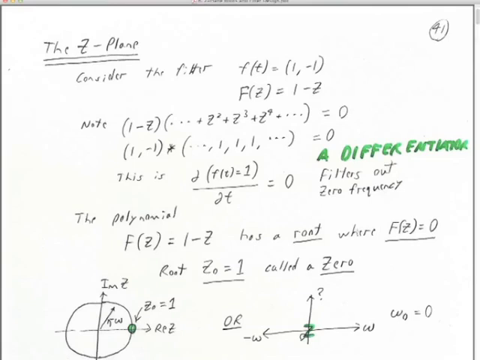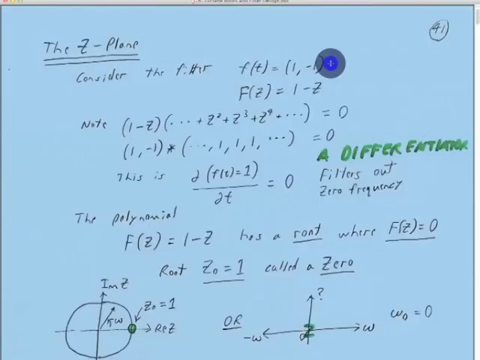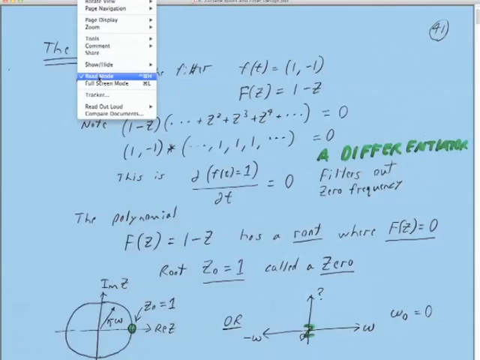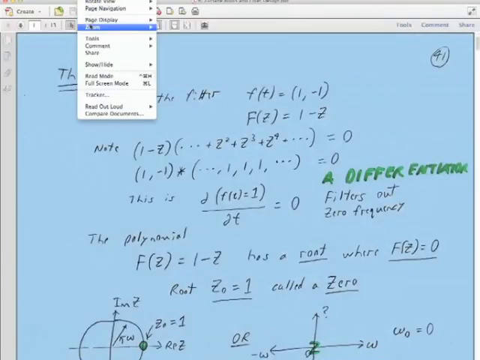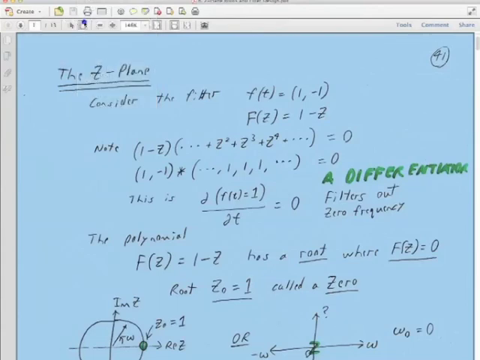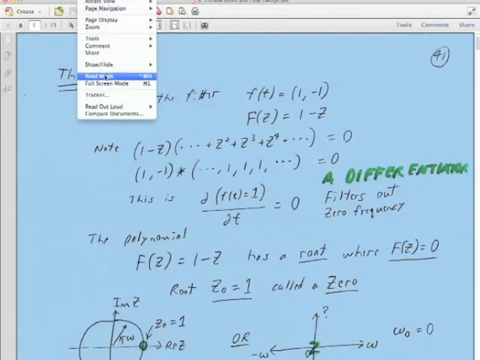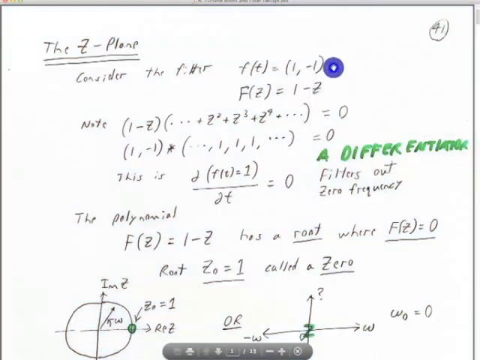In fact, we'll start out right away with this very simple filter here. All right, so we have this very simple filter time series, 1 followed by minus 1, and 0 everywhere else. What's the z transform of this filter? Well, it's just 1 minus z, right? The sample 1 is at 0 time. The sample minus 1 is at delta t, or 1 times delta t.